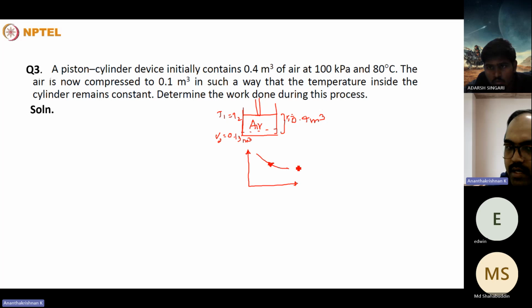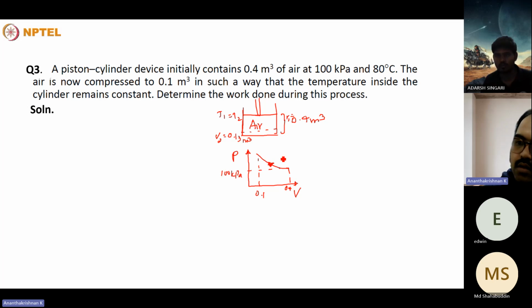that can be represented in the PV diagram as 0.4 and 0.1, with initial pressure 100 kilopascal and the final pressure obviously higher. So for an ideal gas, here it is air at constant temperature.